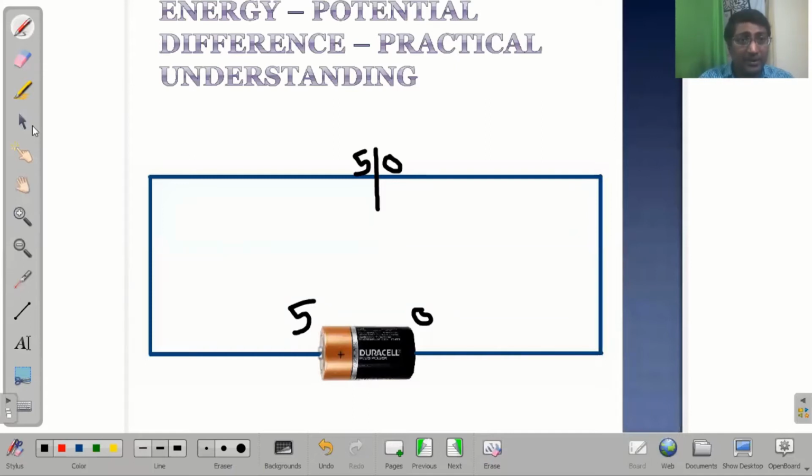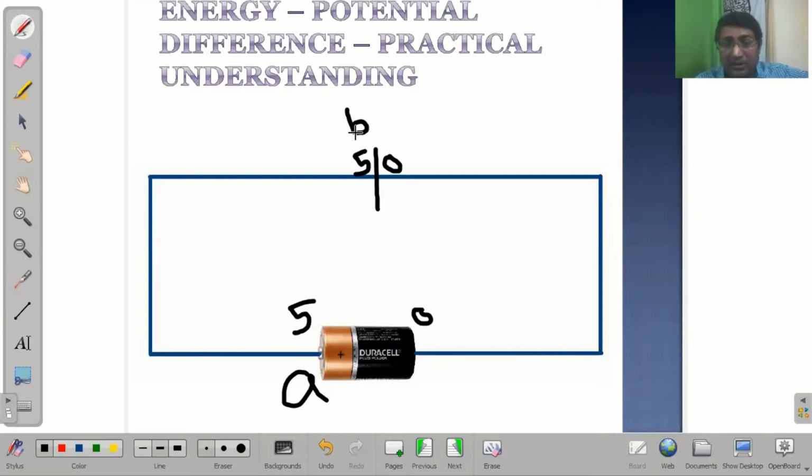Now, please observe this carefully. From here till here, there is no potential difference, guys. No potential difference. Now, my question is, if there is no potential difference, will the electrons move inside? From this particular point, let's call this point A, and this location is B. Between A and B points, there is no potential difference.